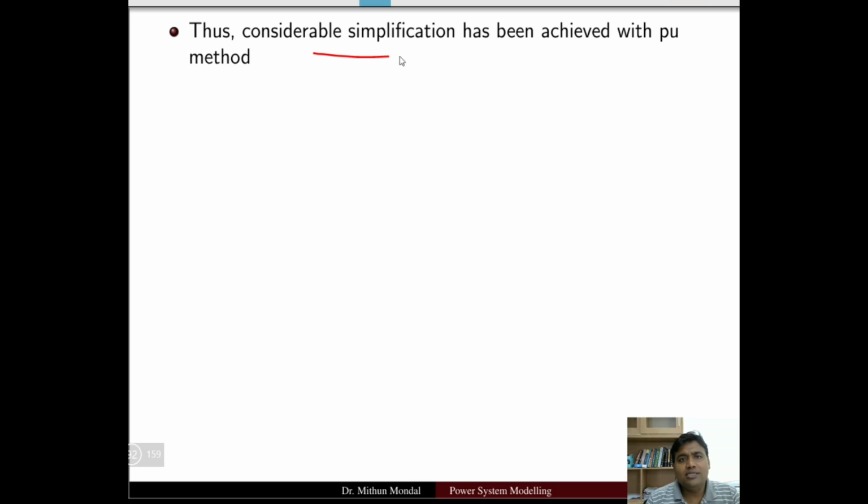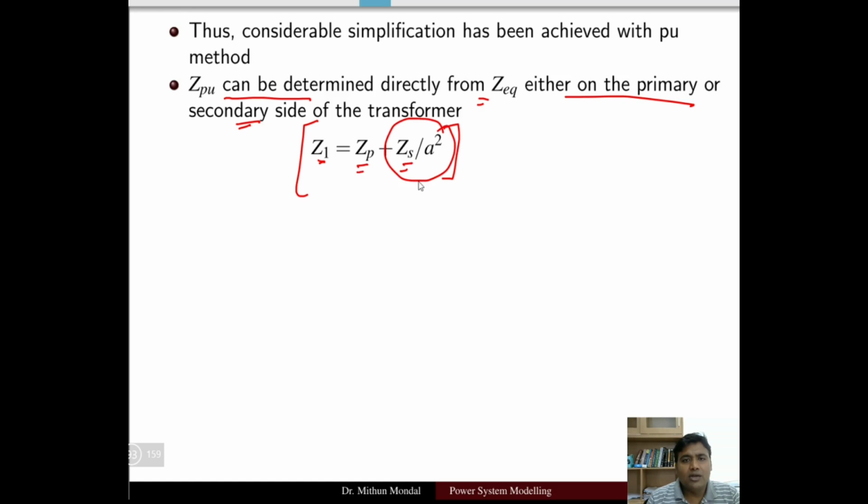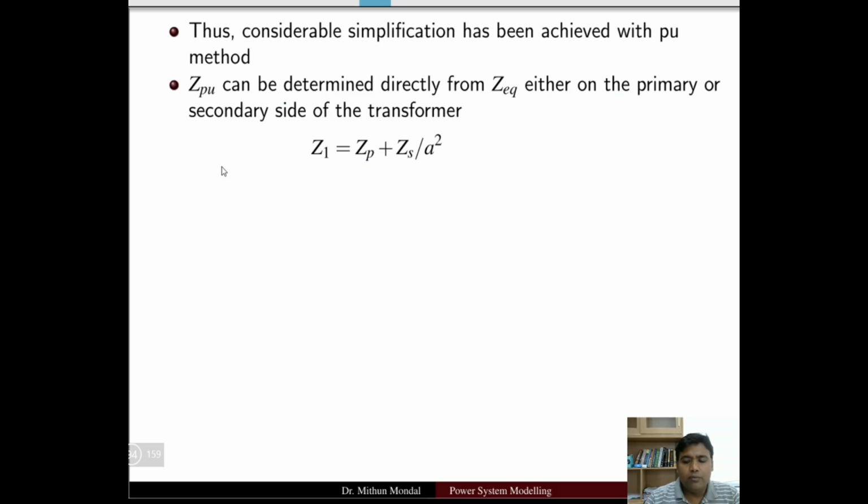Thus, considerable simplification has been achieved with the per unit method. Whenever we convert into per unit, the ideal transformer vanishes and Z per unit can be determined directly from Z equivalent, either on the primary side or the secondary side. So Z1, the primary circuit impedance, is equal to Zp plus Zs by A square. This has been converted to the primary side. Zs by A square means the secondary impedance is taken to the primary side, and the equivalent impedance is taken from the primary domain.